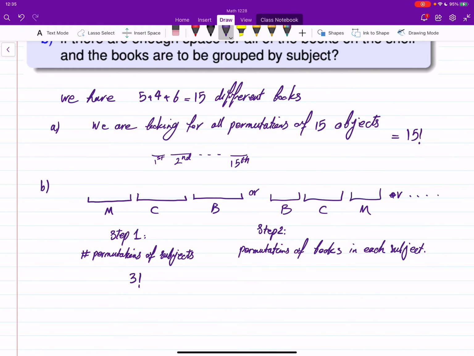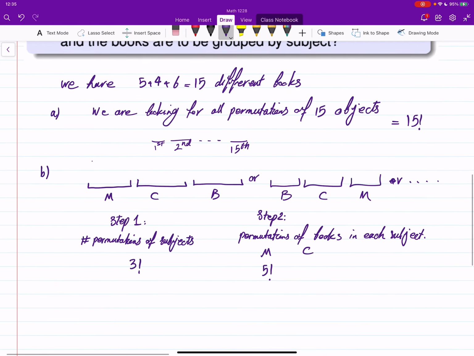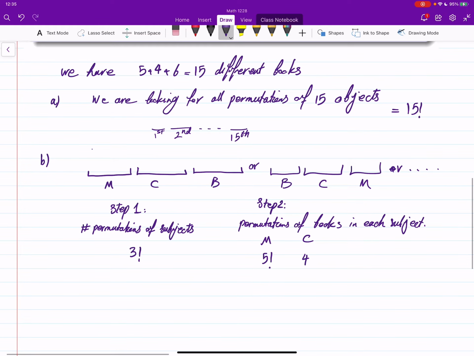For math, we have 5 objects, and they're all going to be together. So that means that they're going to form a line, and that will give me 5 factorial. Then I have to decide about chemistry, how many chemistry books we have, 4. So that will give me 4 factorial permutations of chemistry. And for biology, we have 6. So altogether that will give us 6 factorial.